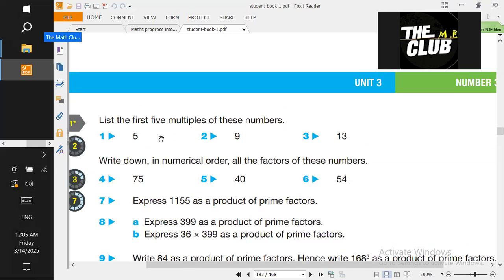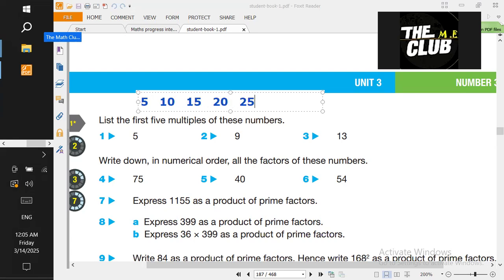Multiples are easy. Multiples means you go up with the numbers. For example, list the first 5 multiples of these numbers. The first multiple of 5 is 5, and then the next multiple will be 10, and then 15, and then 20, and then 25. The meaning of multiples means the answers of the times table of this number. So basically, the whole idea is about writing the answers of the times table of this number.